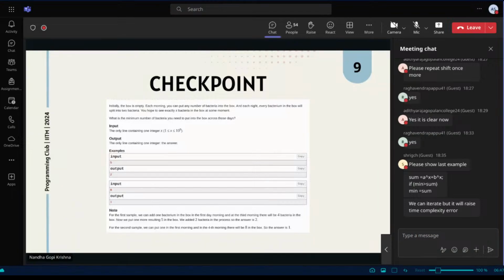Now, of course, if I give you x, you can put x bacteria on the first day, but that does not minimize the number of bacteria we need to put in the box. So think about it. I have shown you a function that exactly calculates this as well in the previous slides.